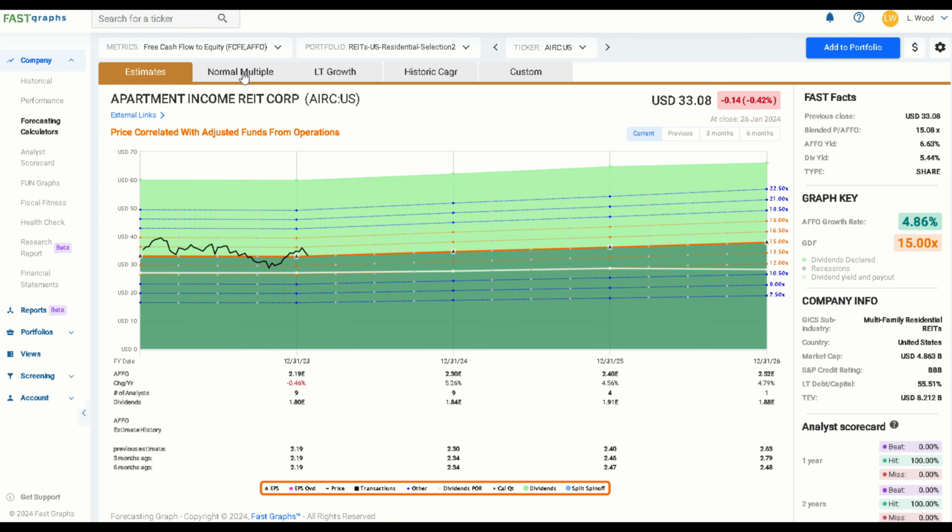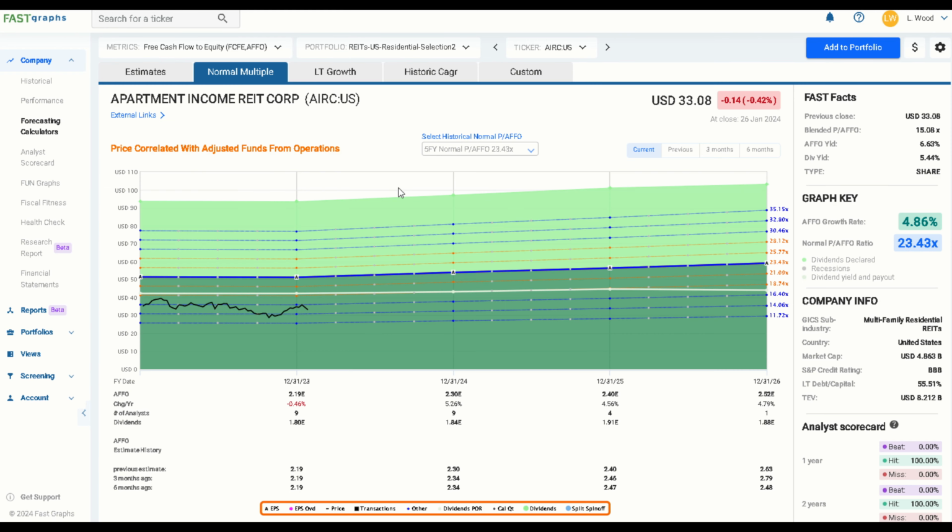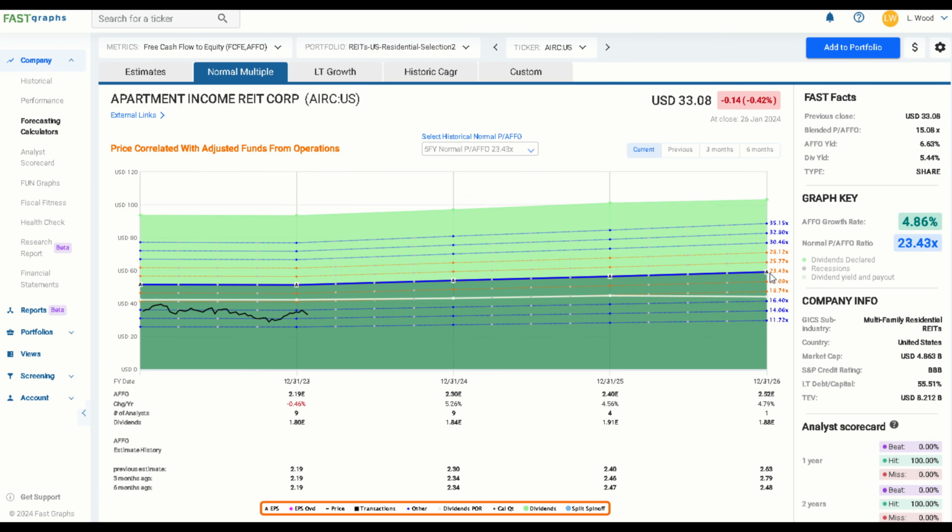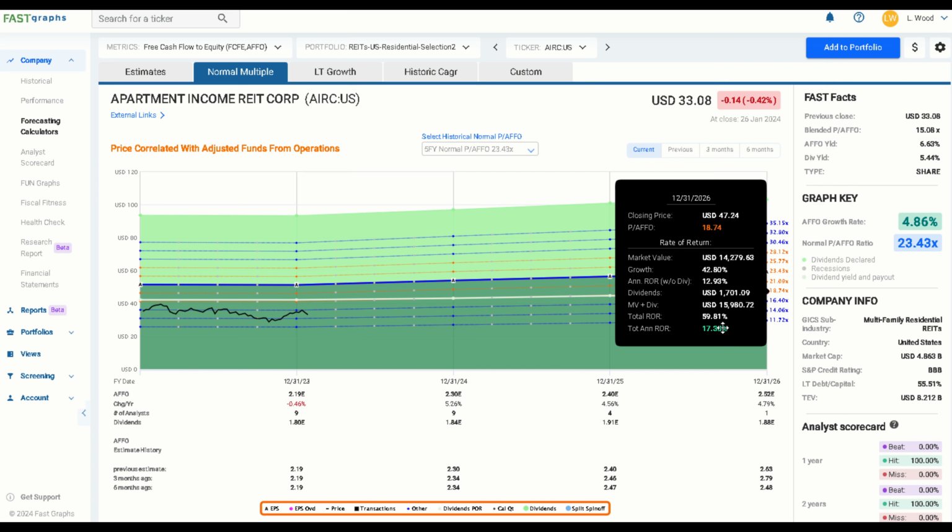In terms of the forecasting calculators, it's hard to say what this company should be trading at. I certainly don't think it deserves a 23 times price to AFFO ratio. But certainly if they do well here, I think an 18.74, for example, might be reasonable. And if this happens, we're talking about a 17.3% rate of return.